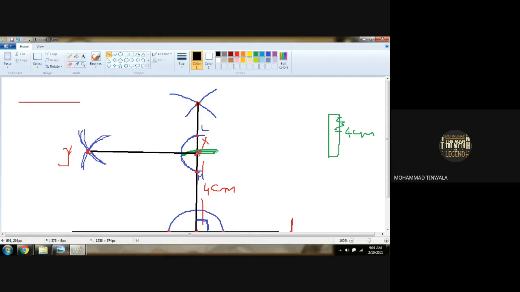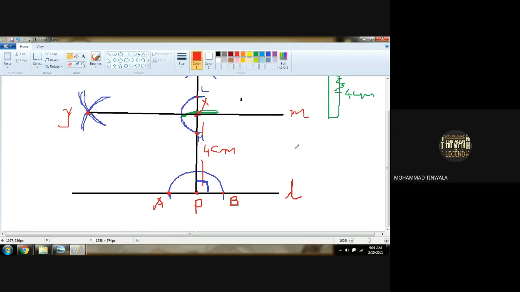Now this will be extended to the other side. So this is line M, which is parallel to L. Anybody has any doubt with this? How is it parallel? Because this alternate angle will be equal to this angle. If this is 90 degree, this will also be 90 degree. So interior alternate angles are equal when we have parallel lines M and L.